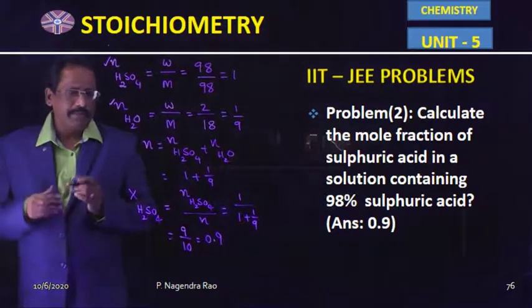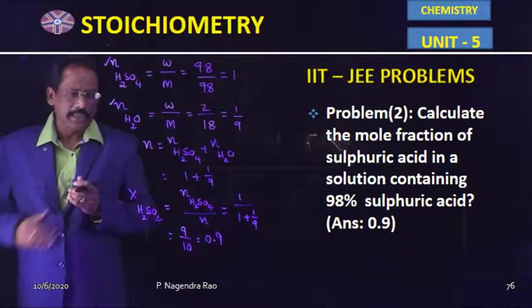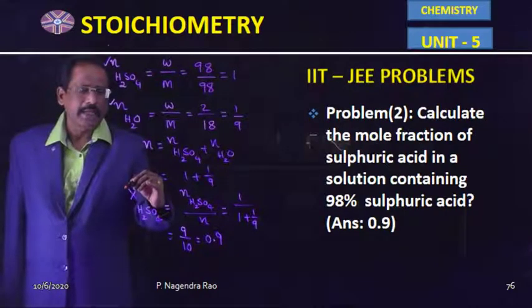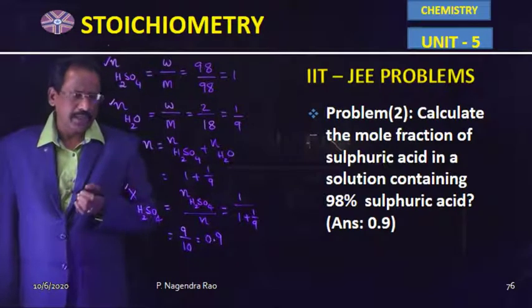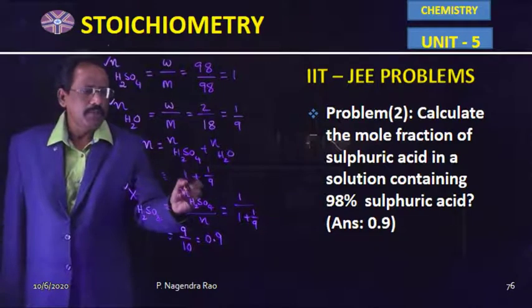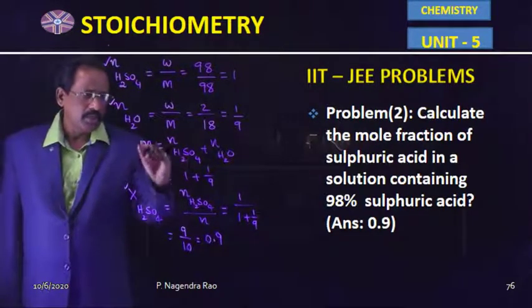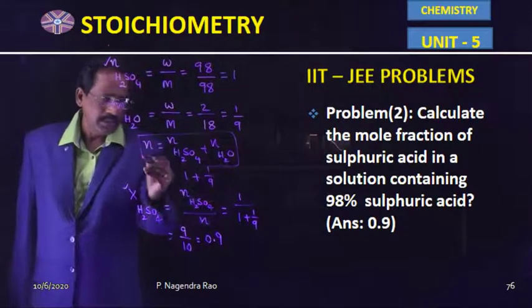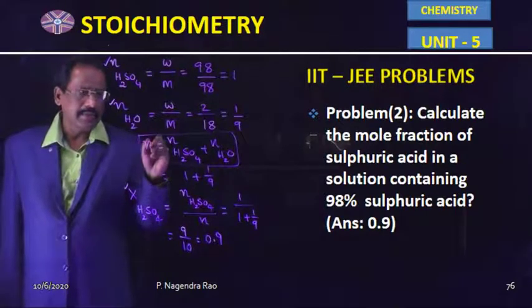So, very important information in this problem is that mole fraction is denoted by the symbol capital X. The formula to calculate the mole fraction of any component is the number of moles of that component divided by the total number of moles of all the components. In this problem, there are two components. One is sulfuric acid, and the other one is water.